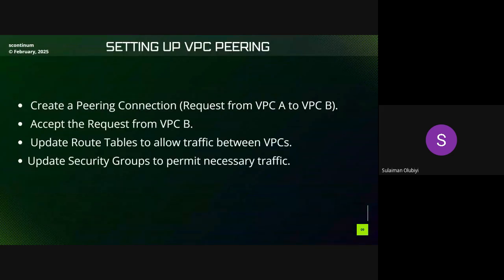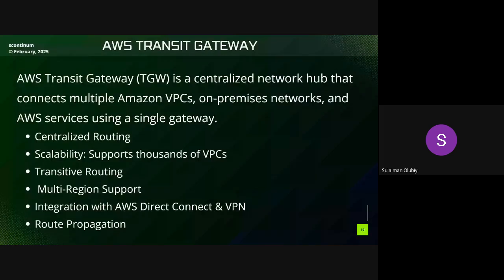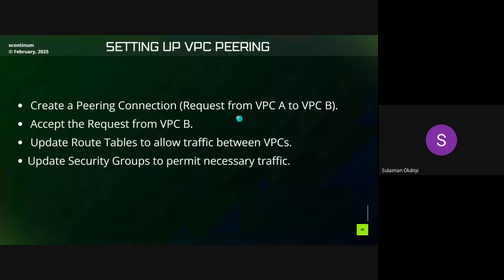So how does it work? Setting it up, you create a VPC peering request from A, B accepts the request, and you update your route table. That's all. So we are going to get there. Let's start the implementation.